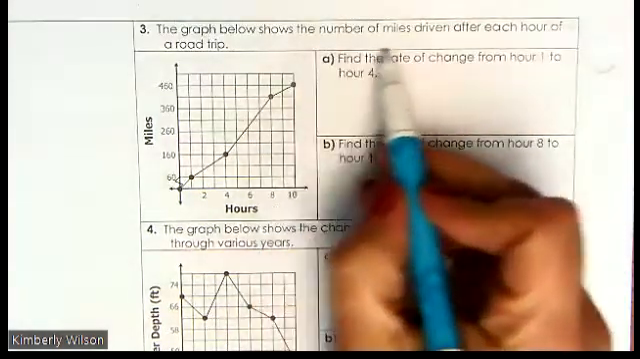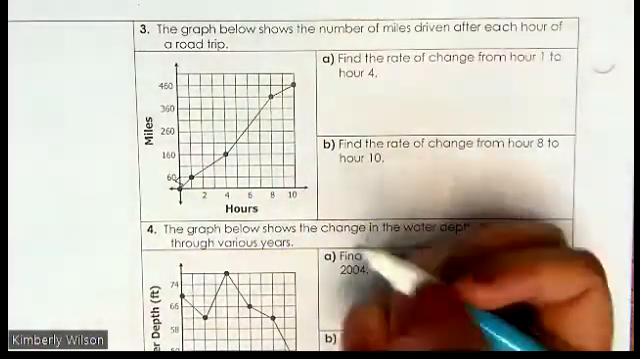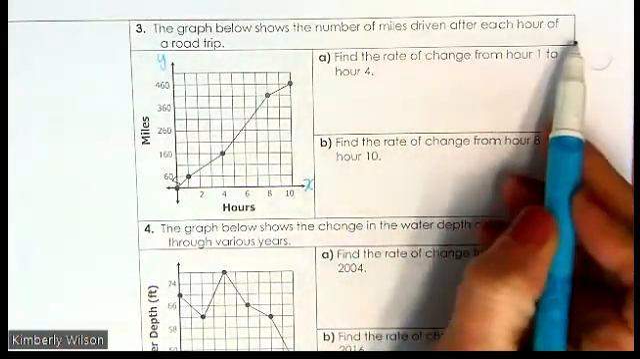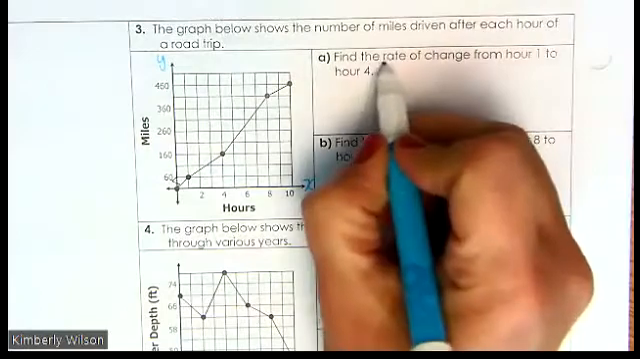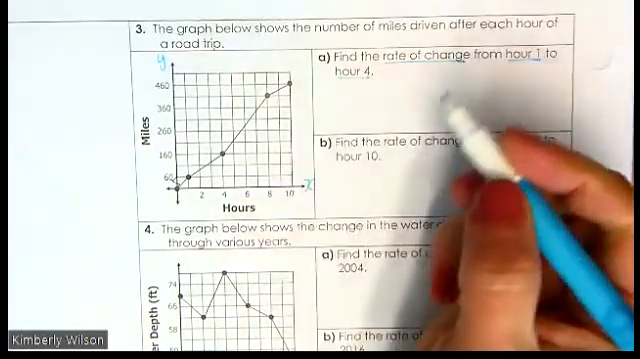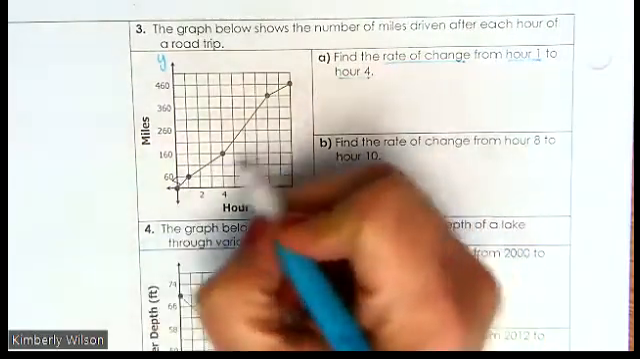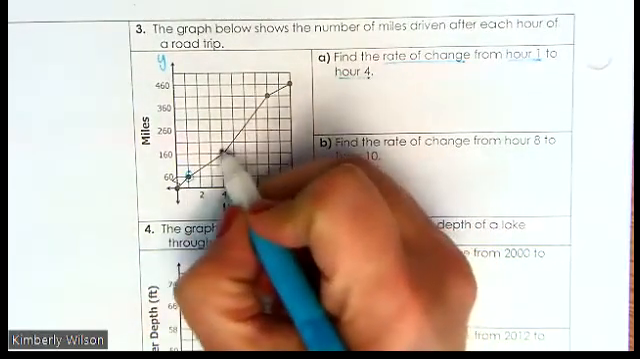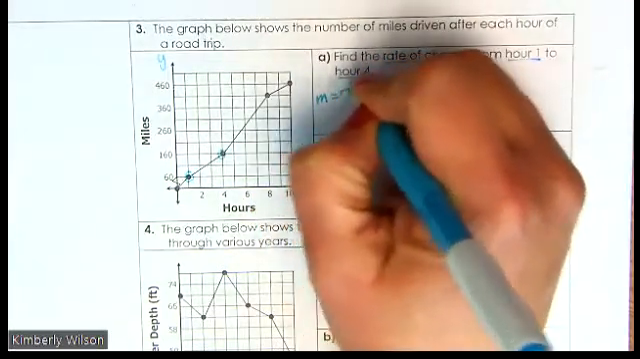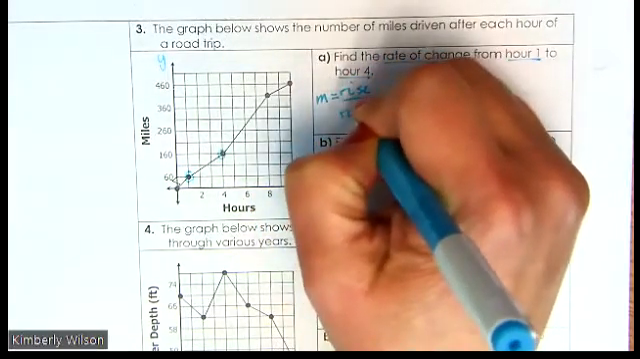The graph below shows the number of miles. This is easy. We already know what's the x and y because this is the x-axis, this is the y-axis. Number of miles driven after each hour of a road trip. So we want to find the rate of change from hour 1 to hour 4. Because it's a graph, I'm going to use rise over run.